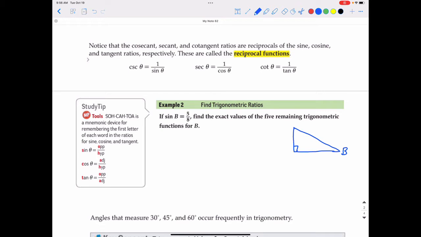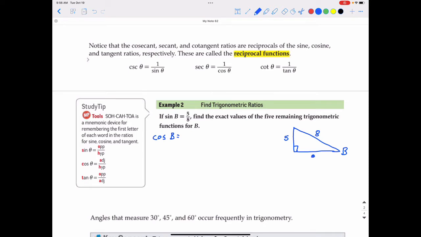Well, the formula for sine is opposite over hypotenuse. So if the sine of angle B is 5/8, that means the opposite side must have length 5, and the hypotenuse has a length of 8. To find the cosine of B, the formula for cosine is adjacent over hypotenuse, but notice that we don't know the adjacent side right here.